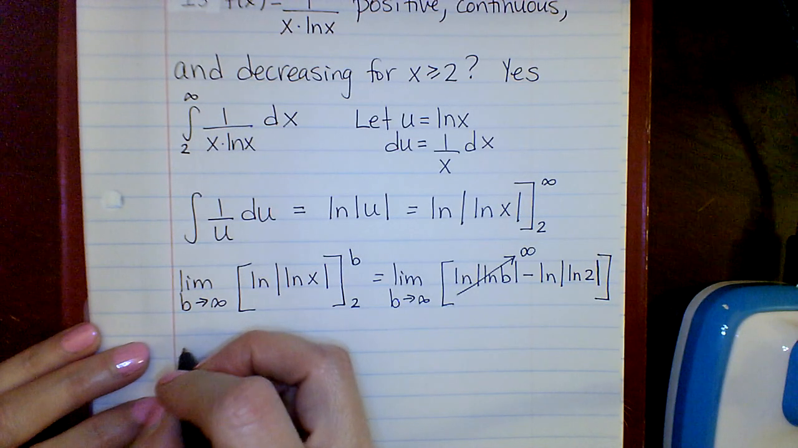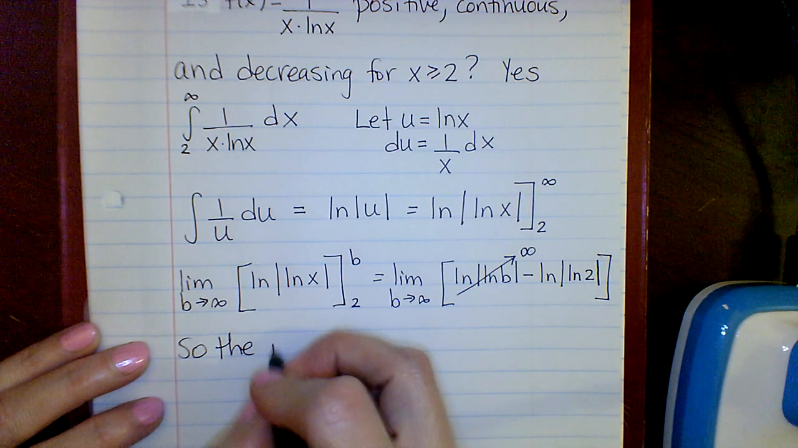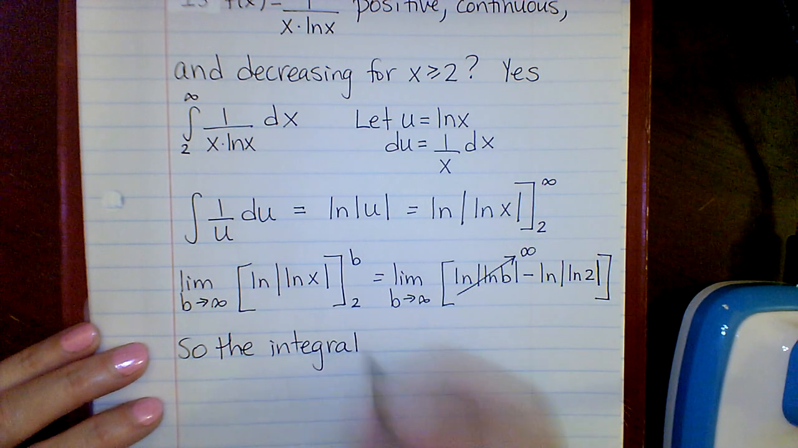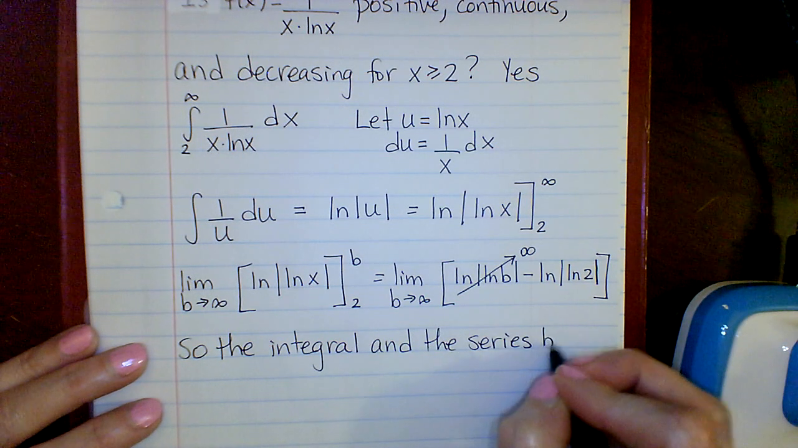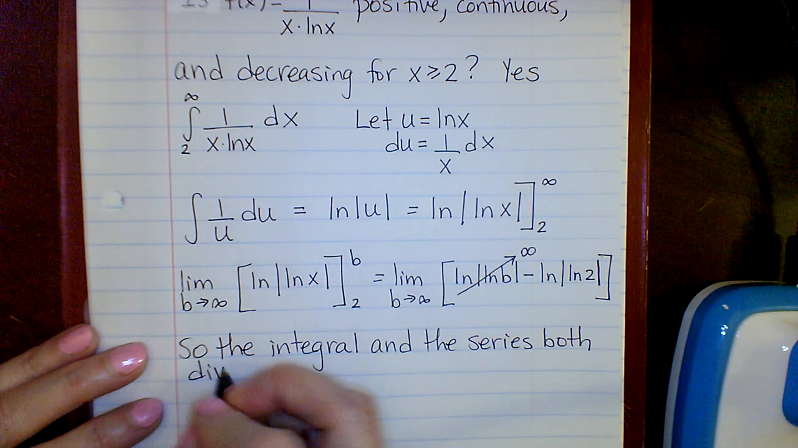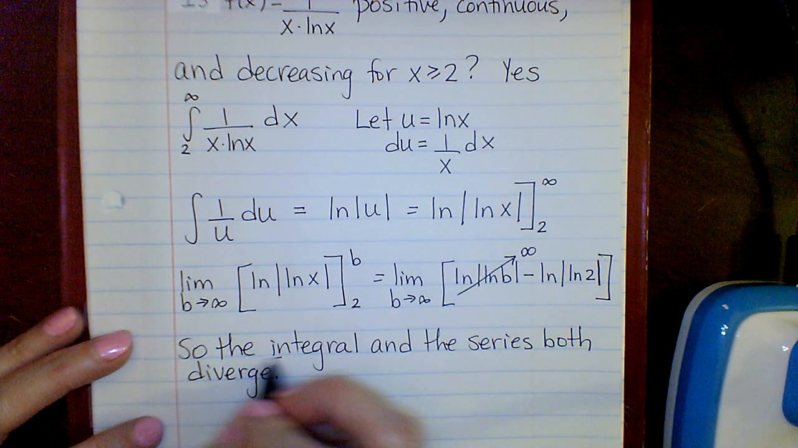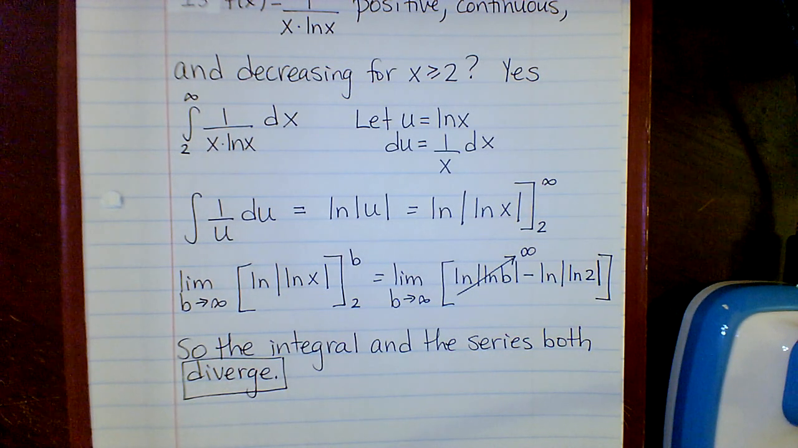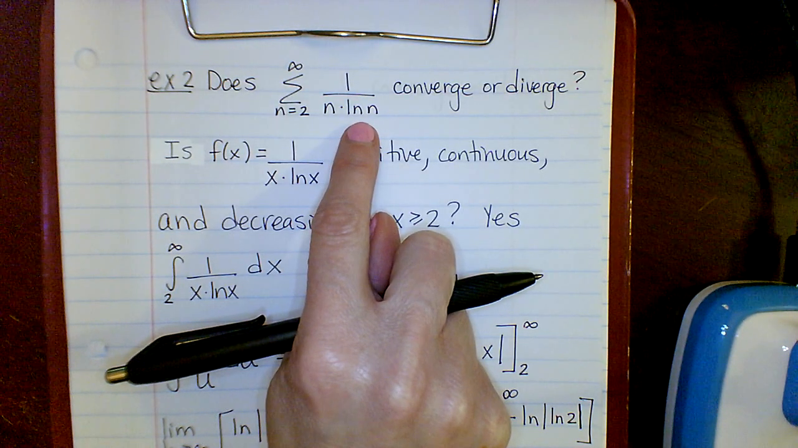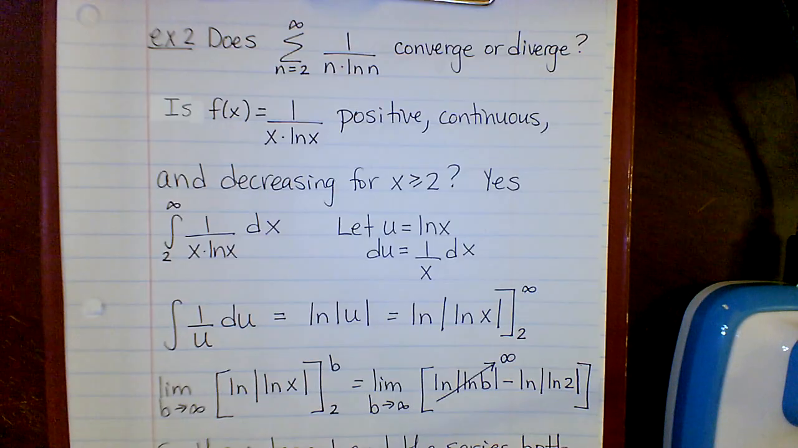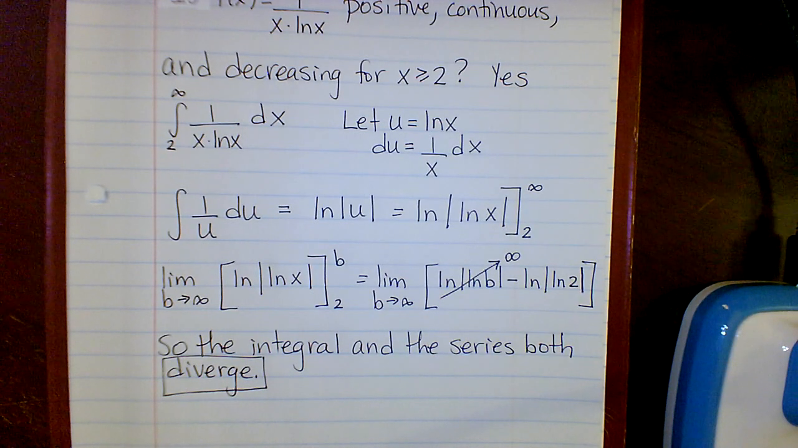And we can go ahead and say the integral and the series both diverge. And something kind of cool about this one, this sucker diverges so slowly. I mean, so slowly. It's going to add up to infinity, but it's going to take a long time. The sum of the first 10,000 terms is only like 3. It is such a slowly diverging series.